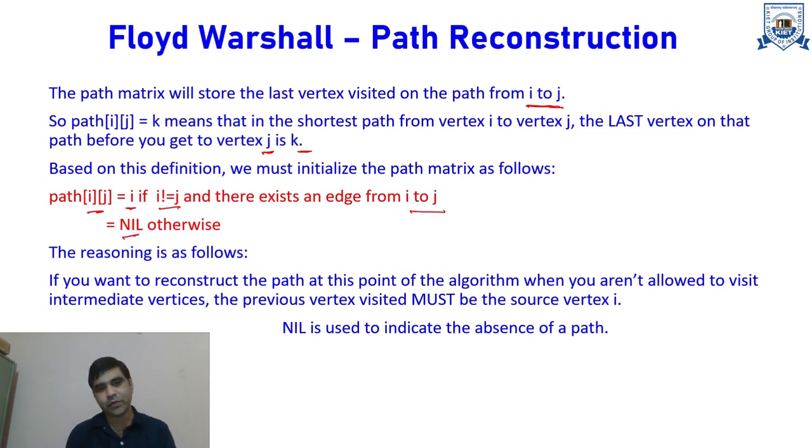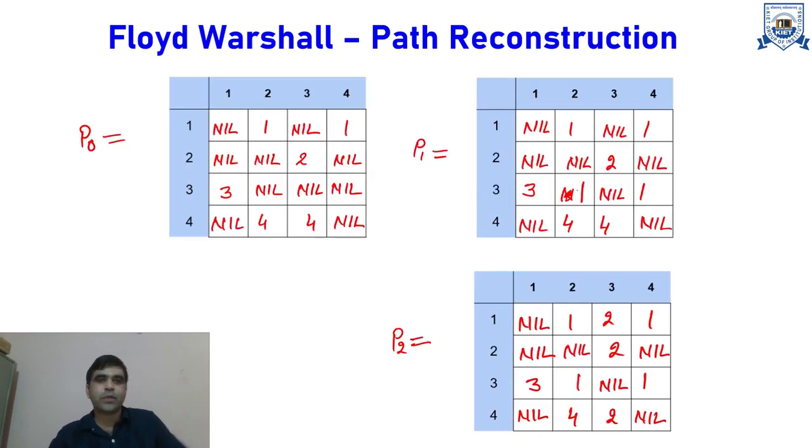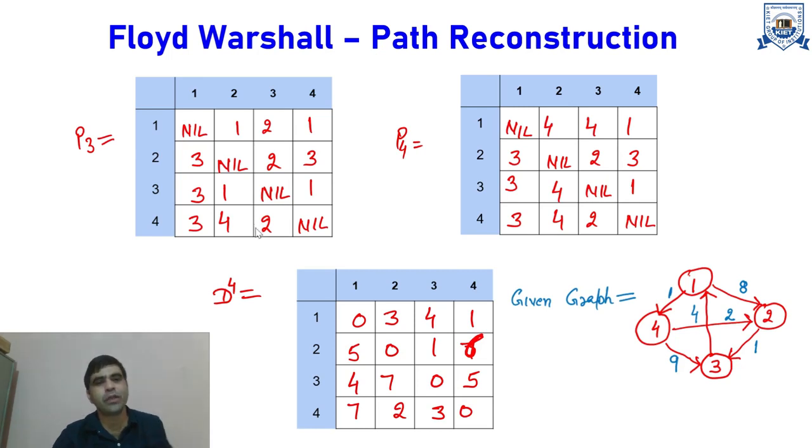Using this definition we can create the path matrix at every step. When we calculate D0, D1, D2, D3, D4, we calculate the path matrix also: P0, P1, P2. When there is no direct path available, then we say nil, otherwise we mention the last node visited, the immediate last node visited while we reach the node. This is an example of the path matrices which we calculated, P0, P1, P2. Similarly, for every D0, D1, D2, D3, D4, we have calculated the path matrix also.